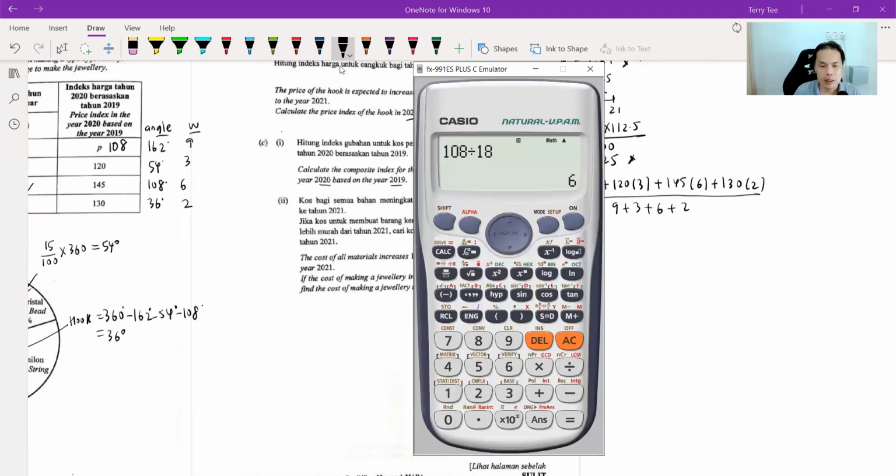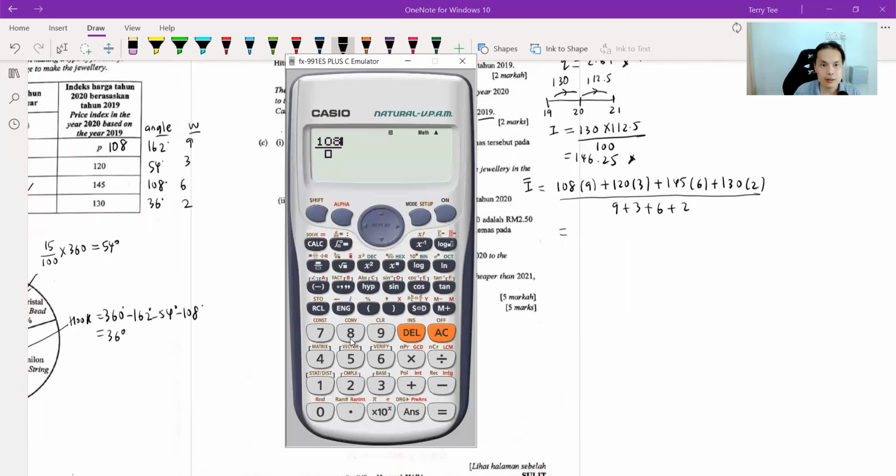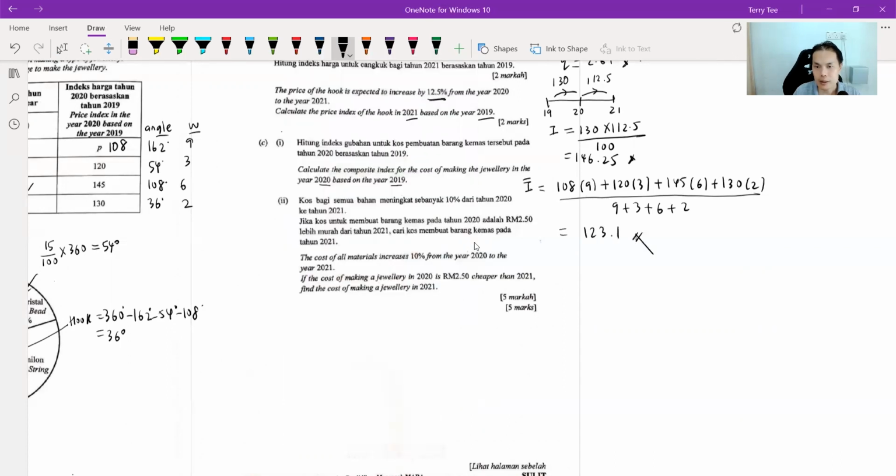Okay, so let's count. Use your calculator. First one, let's take 108 times 9. 120 times 3. 145 times 6. 130 times 2. Divide by total weightage 9, 3, 6, and 2. And I got my answer as 123.1. Yep, that's your composite index.